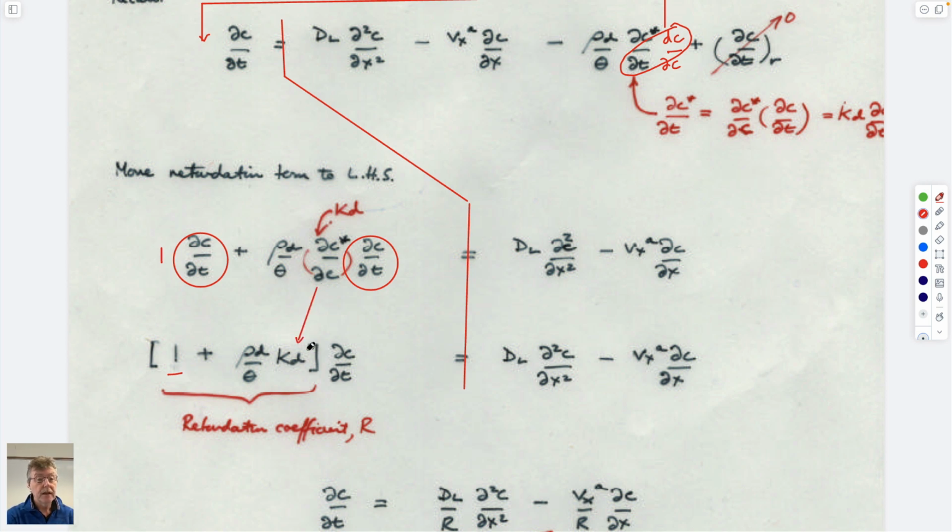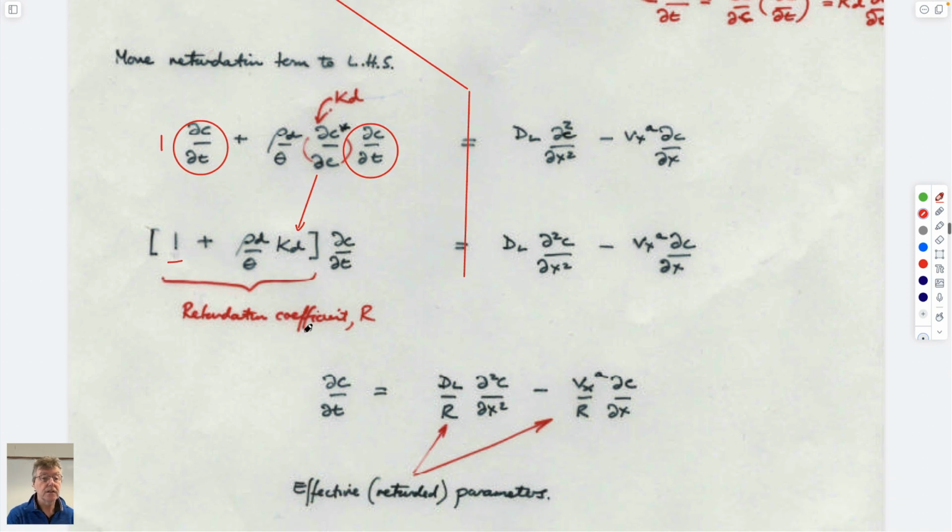That's all. And so this is referred to as usually R. It's called the retardation coefficient because it tells you how long you have to wait for the front to arrive, because it takes longer. This is always positive, so it's always between 1 and infinity. It's always greater than 1. It's typically maybe 30 times slower than it would do otherwise.